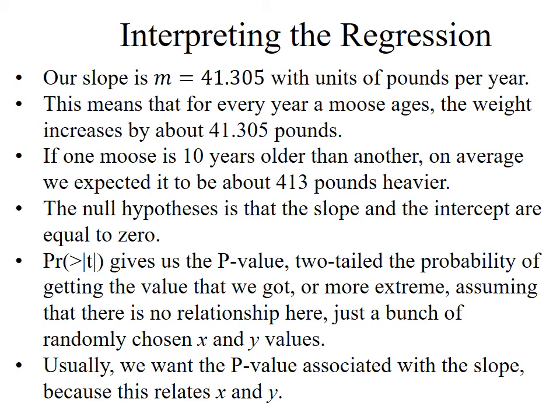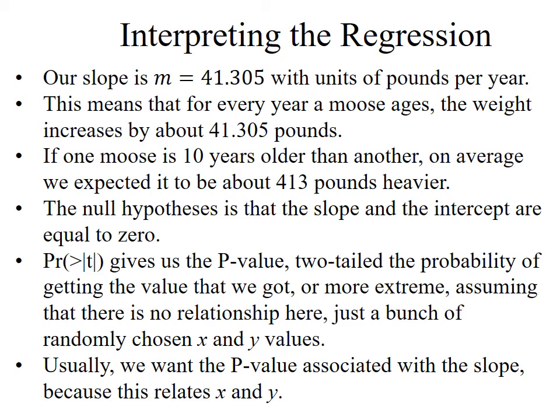One more time. The slope is 41.305. That has units of, remember, slope is rise over run. It's change in y over change in x. Y, in this case, has units of pounds. X has units of years. So this is pounds per year, 41.305 pounds per year. What does that mean? Well, that means, according to this data, on average, for every extra year a moose is older, the weight should be larger by about 41.305 pounds on average from this whole data set.